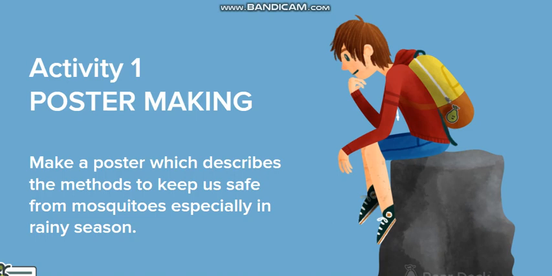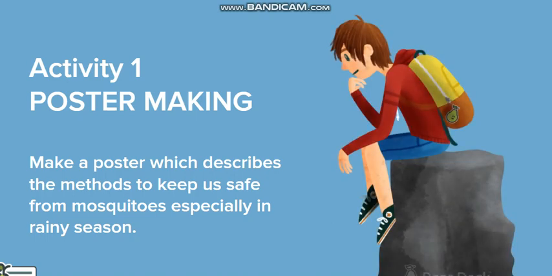You have to find out the different methods by which we can avoid having mosquitoes around us. So you have to make a poster on the topic "Be aware of malaria, which is caused by mosquitoes." So this is your activity. You have to make a poster on a sheet of paper.